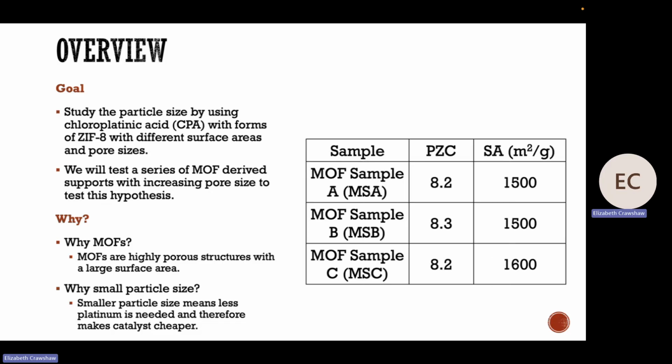So this here is our table of samples that I had used. I'll refer to them as MSA, MSB, and MSC, with also their point of zero charge, which is used for the type of synthesis that we used, and then we also had our surface areas.